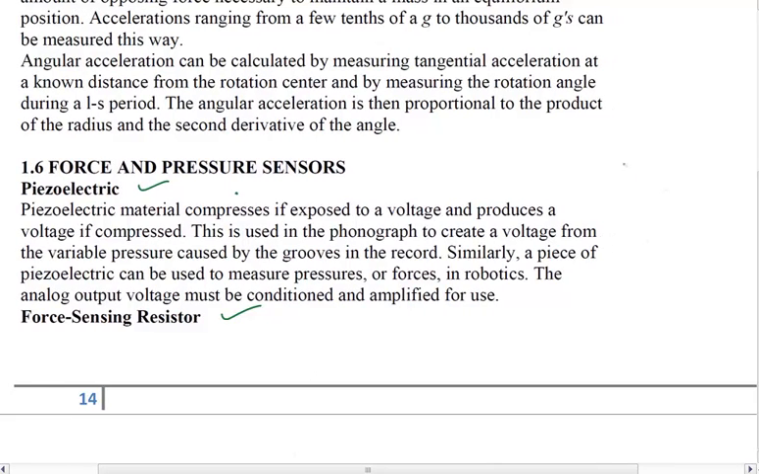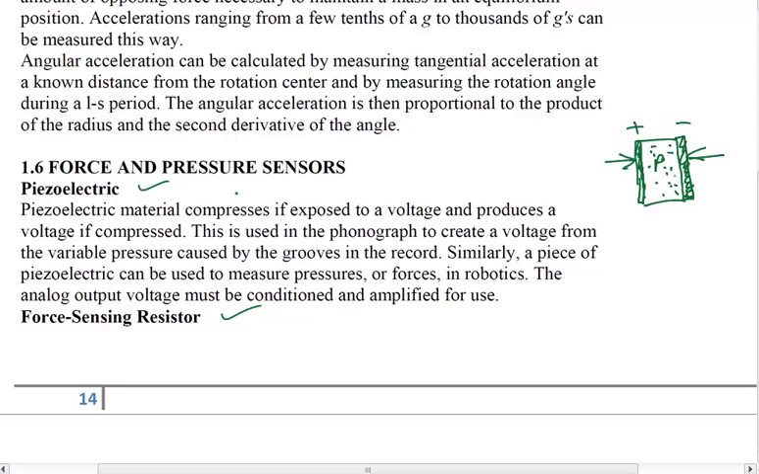First, the piezoelectric. What is a piezoelectric material? See, if you have two metal plates, one on this side and one on this side, and in between you keep a piezoelectric material, let me write it as P. The piezoelectric material, if it is compressed from one side, then it will develop a potential across the plates.